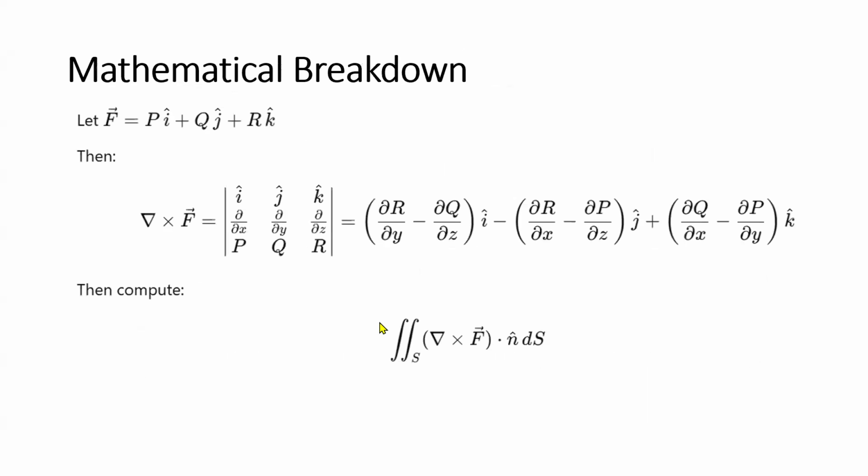Let us move to the mathematical breakdown. If F can be written as P i plus Q j plus R k, then the curl of F we can easily compute as a determinant with del/del x, del/del y, del/del z over P, Q, R, and we can get these expressions.